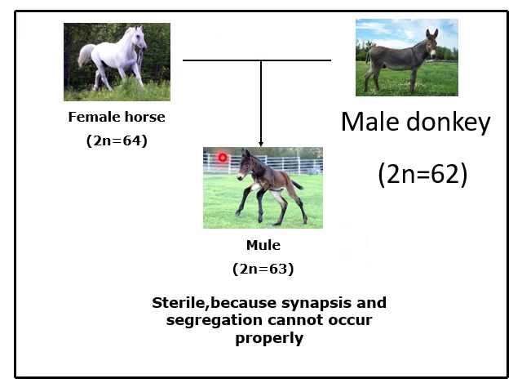Here you can see two different species. Number one is the horse. In this hybrid, a female horse will be involved and a male donkey will be involved for the formation of a mule. The horse has 64 chromosomes, whereas the donkey has 62 chromosomes. The hybrid, called a mule, has about 63 chromosomes but is sterile. It cannot reproduce in its life stages.